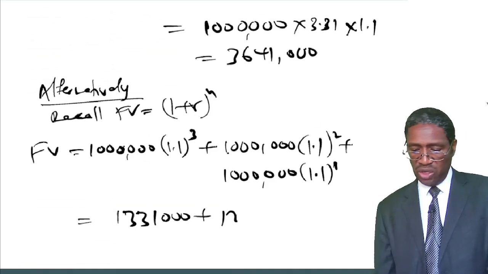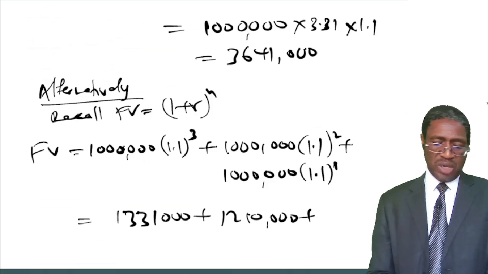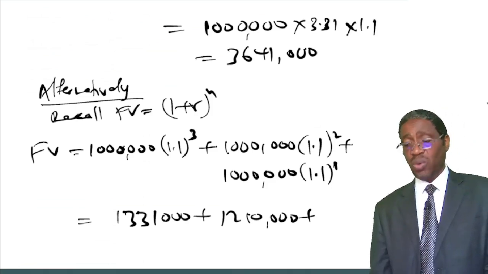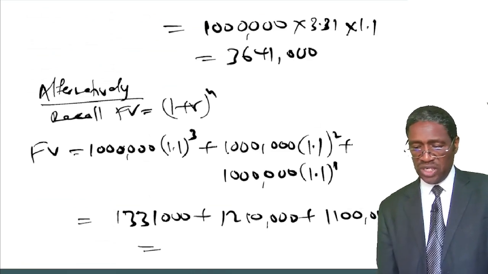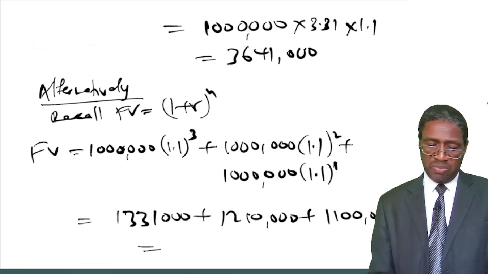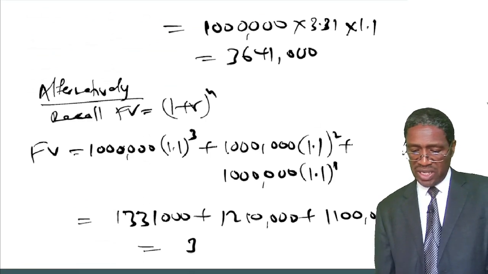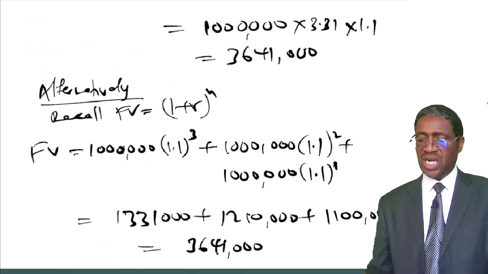That is giving me 1210, plus 1.1 to the power of 1 is just 1.1 times 1 million is 1.1. Let's see whether it will come to the same. This will be 1331 plus 1210 plus 1.1. This is giving me 3641. Good. And it's the same.